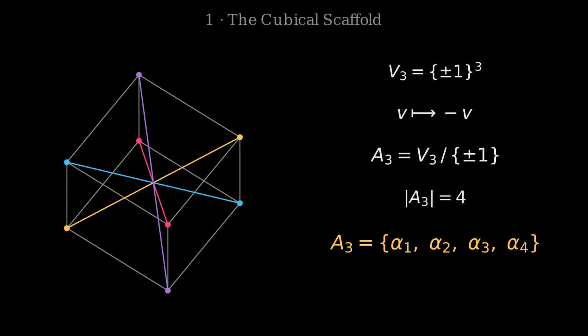The cube is therefore not the seed itself. It is the combinatorial scaffold from which the seed is constructed. The vertices tell us where the distinguished cone points lie. The antipodal pairing tells us which cone points belong to the same sheet. And the common intersection of the 4 body diagonals tells us where the sheets must interact.